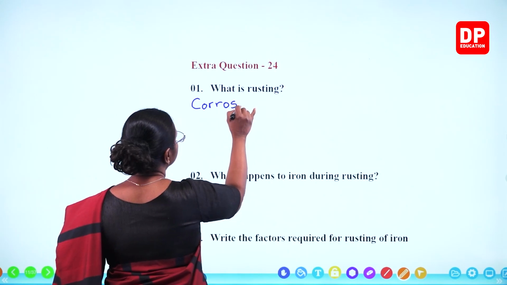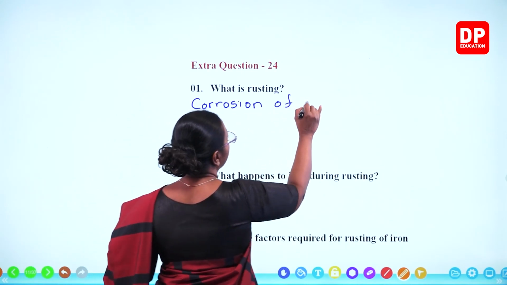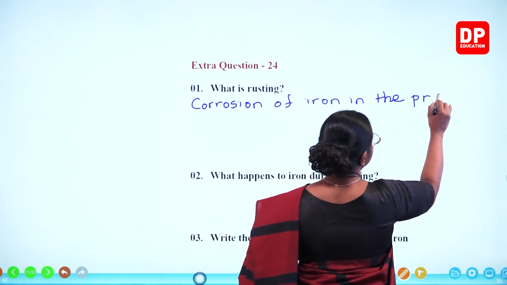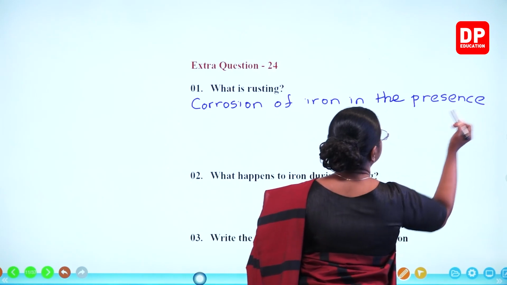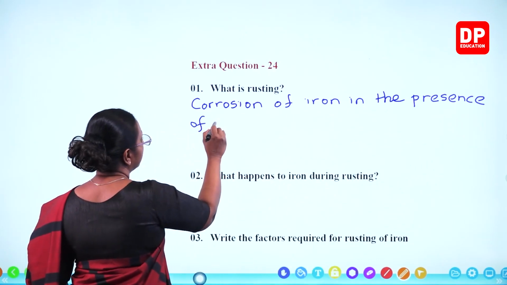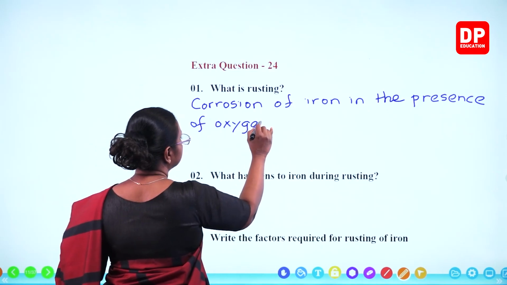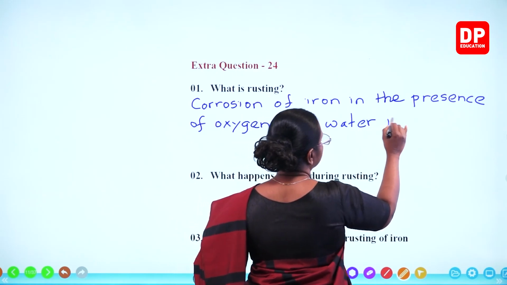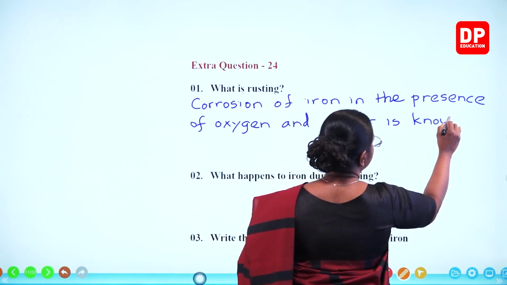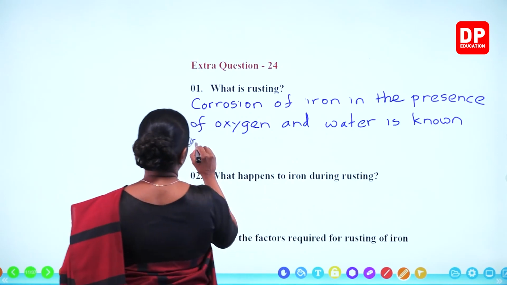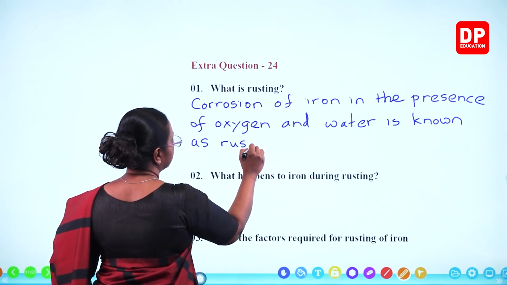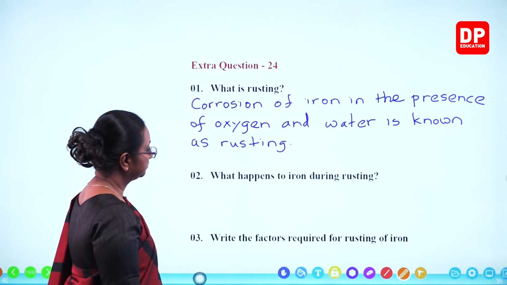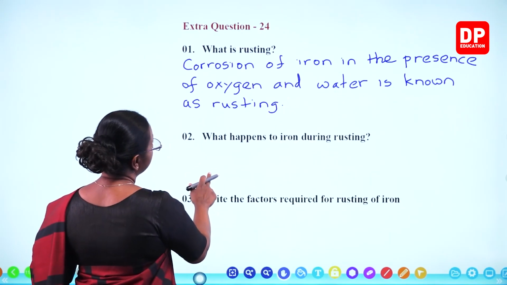Corrosion of iron in the presence of oxygen and water is known as rusting. Is that clear, students? So then, the next question.